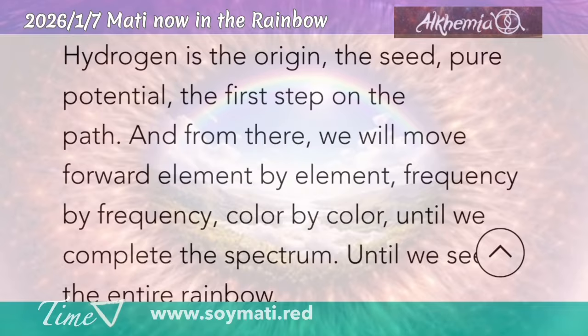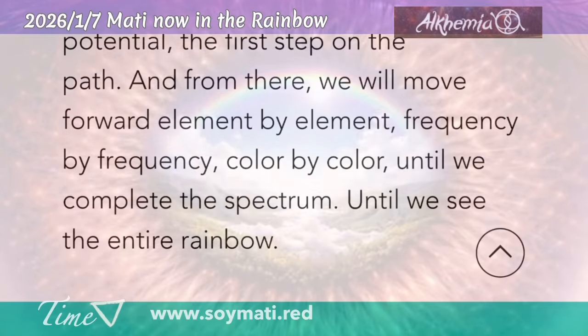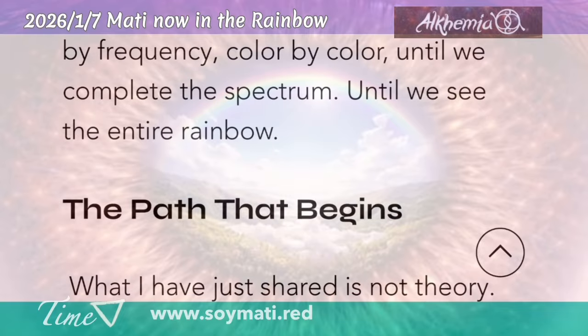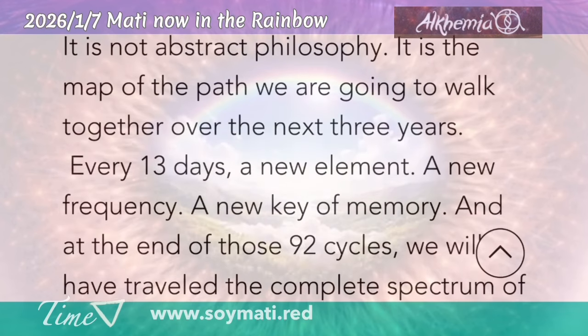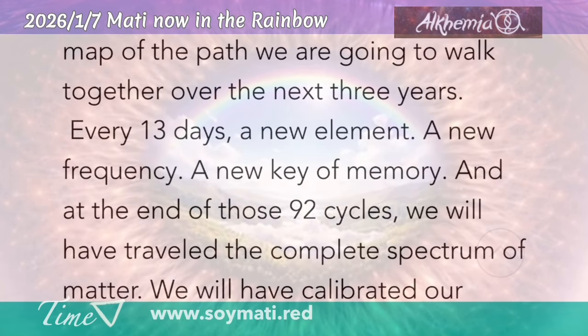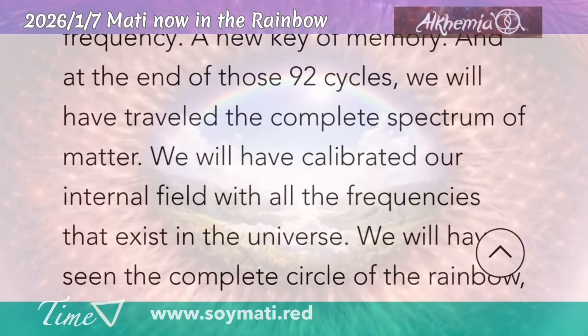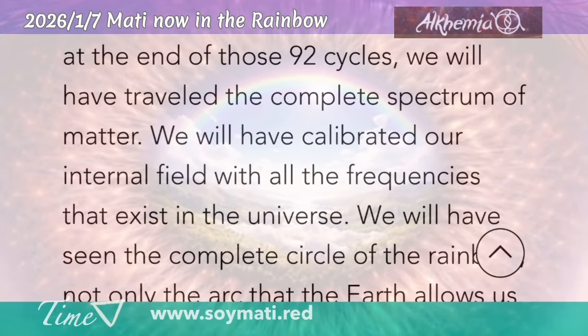And from there, we will move forward, element by element, frequency by frequency, color by color, until we complete the spectrum, until we see the entire rainbow. The path that begins, what I have just shared, is not theory. It is not abstract philosophy. It is the map of the path we are going to walk together over the next 3 years. Every 13 days, a new element, a new frequency, a new key of memory. And at the end of those 92 cycles, we will have traveled the complete spectrum of matter.